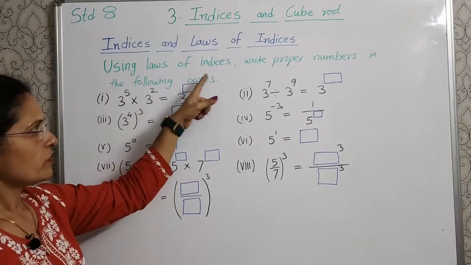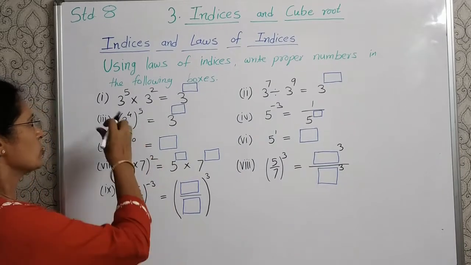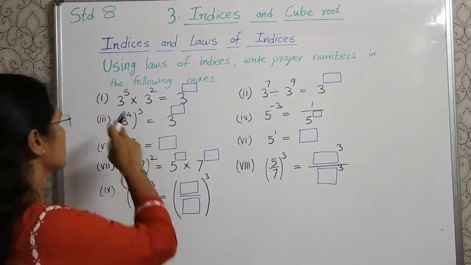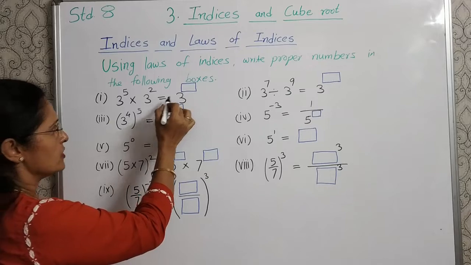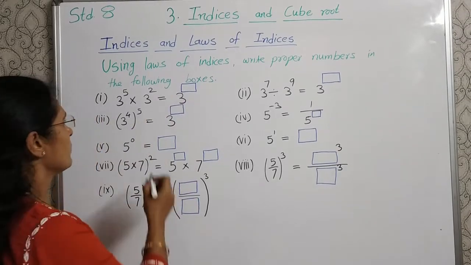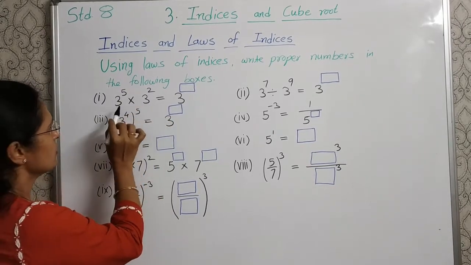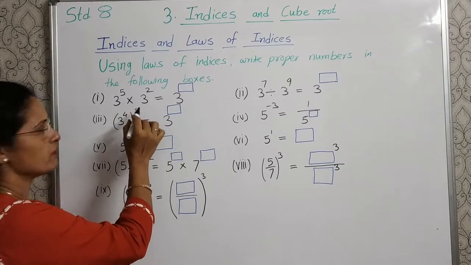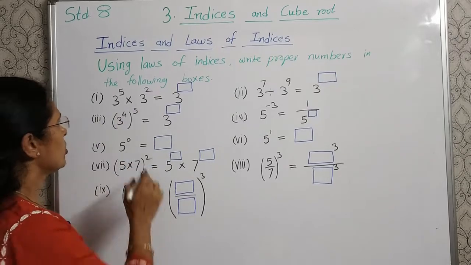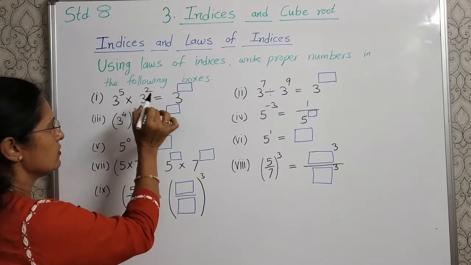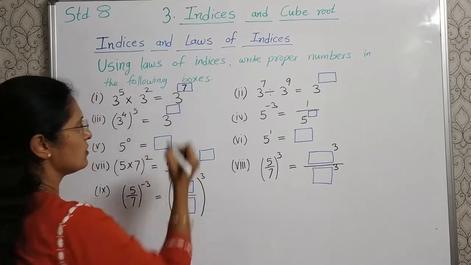Next, using laws of indices, write proper numbers in the following boxes. So already you know all the laws of indices. First, 3 raised to 5 into 3 square is equal to 3 raised to box is given. Now see here, the base is same and multiplication of these two indices is given. Base is same. So we add the index. So here we are using the law a raised to m into a raised to n is equal to a raised to m plus n. So 5 plus 2. We'll write here the answer 7.